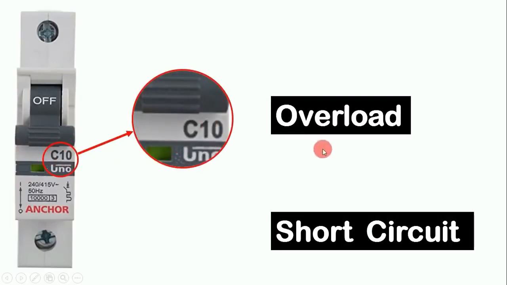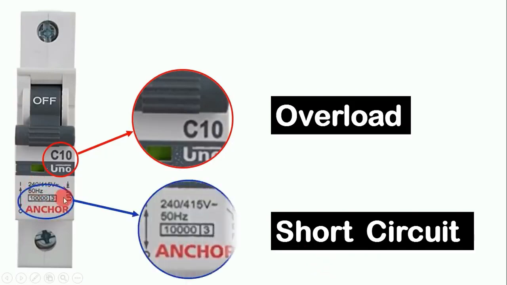This means overload protection. When the MCB is going to operate for overload protection, all these details are in C10. The short circuit protection this MCB provides, you can find the details over here. Like, friends, you can see here it is written 10,000. This tells how much ampere current the MCB can tolerate in a condition of short circuit.